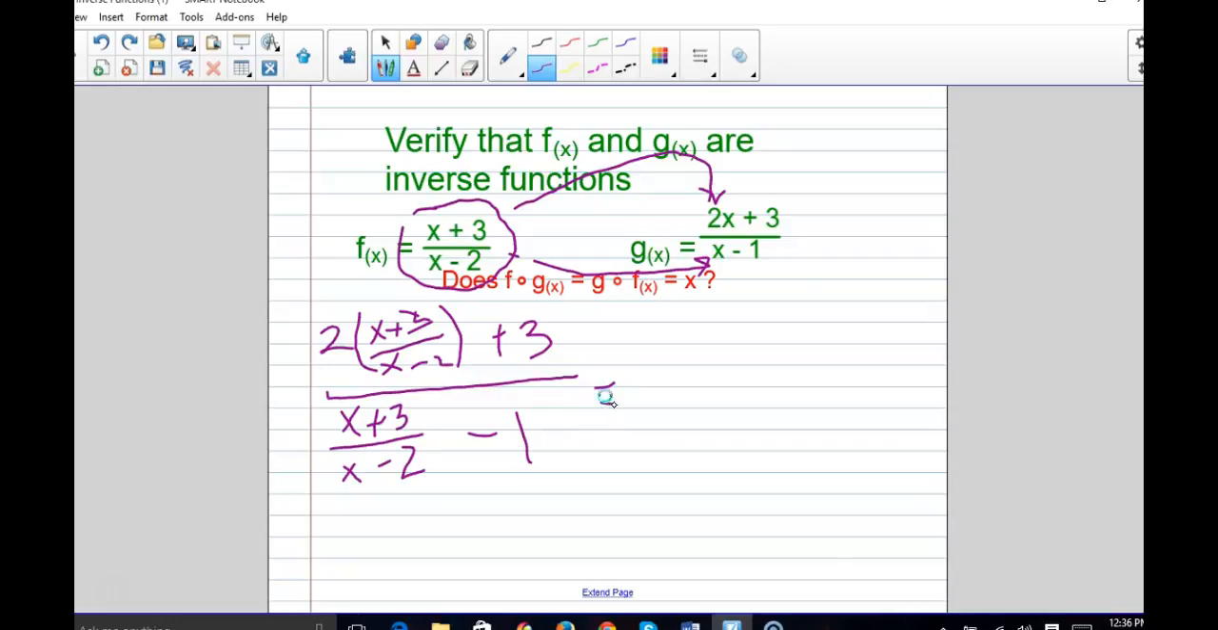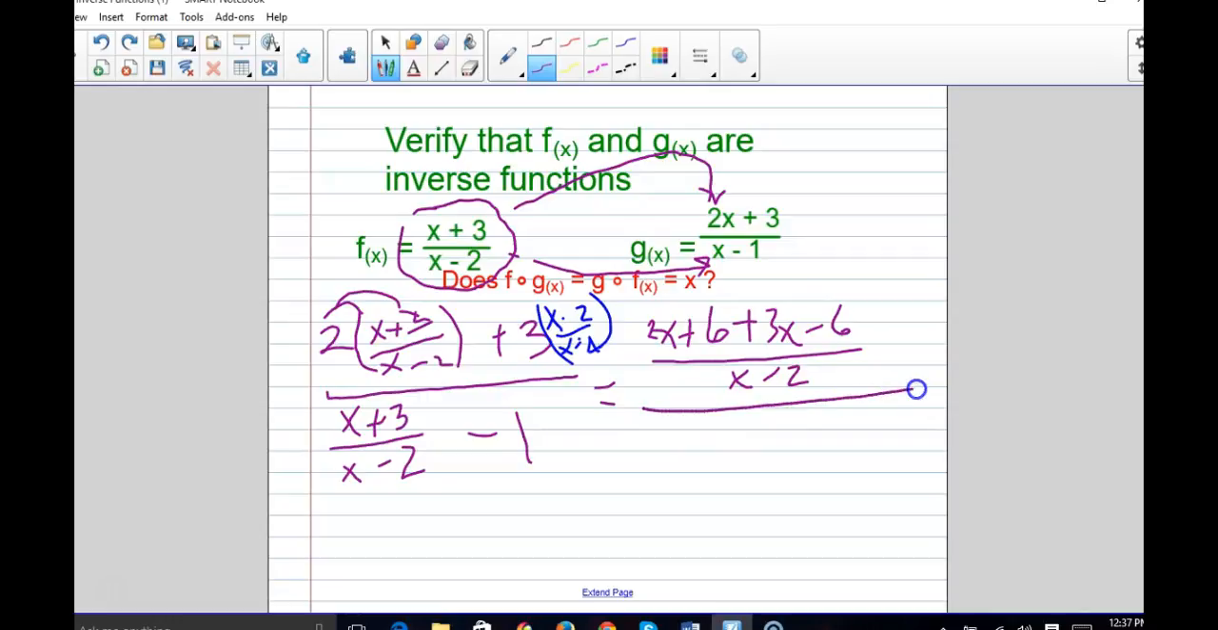Write the numerator over a common denominator. First we have to distribute this 2. That'll be 2x plus 6. And then we have to multiply the 3 times x minus 2 over x minus 2 to get that common denominator. So I'm going to distribute. That's going to be 3x minus 6, plus 3x minus 6, and that is all over x minus 2.